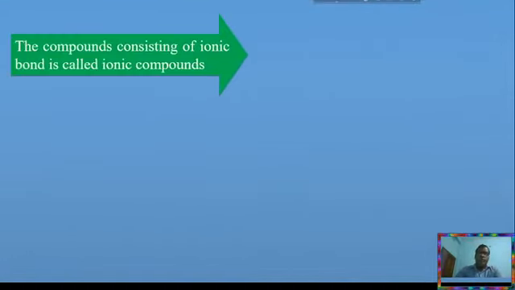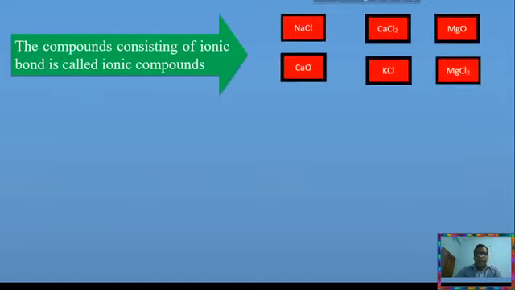So my dear students, follow it. The compounds consisting of ionic bonds are called ionic compounds. And there are some ionic compounds here: sodium chloride, calcium chloride, magnesium oxide, calcium oxide, potassium chloride, and magnesium chloride. These all are ionic compounds. Why are these ionic compounds? Because sodium chloride is made by sodium and chlorine. Sodium is a metal, chlorine is a non-metal. That's why it is an ionic compound.